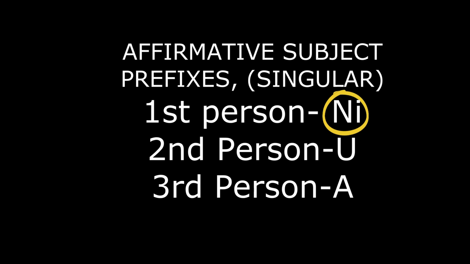We use ni when the first person is doing the action. So the verb would begin with ni, followed by the tense. If the second person is doing, in English it would be represented by you, then we use u. And finally, if a third person is doing, the he or she, it's going to be a. In Swahili, we have no way of showing whether it's a female or a male doing a particular action.